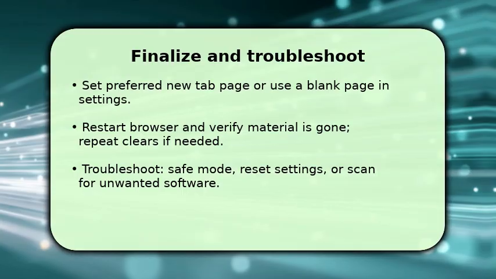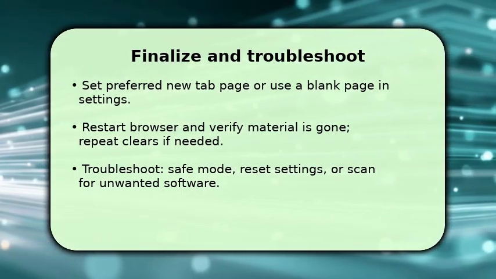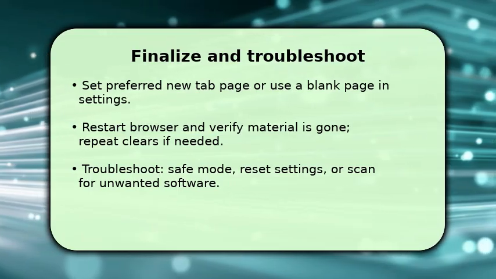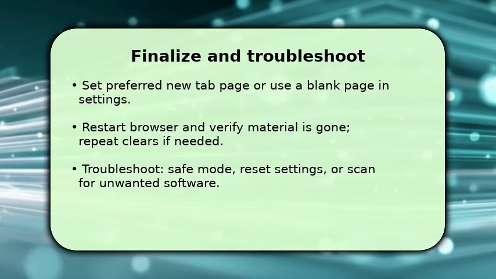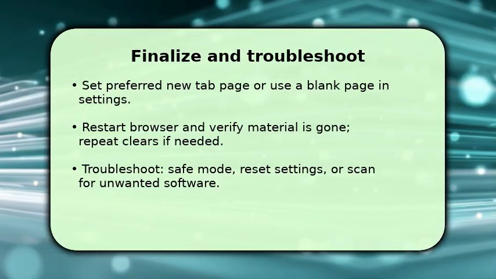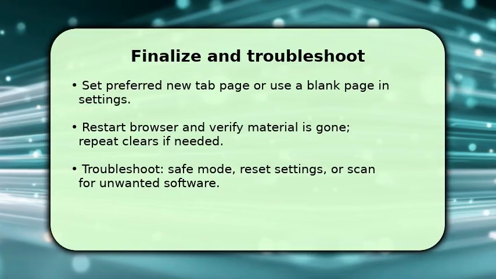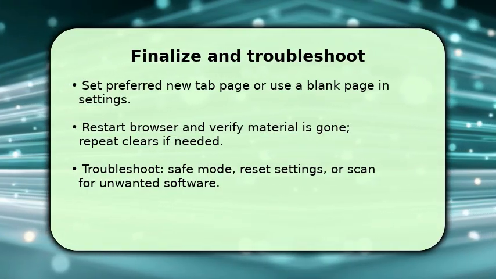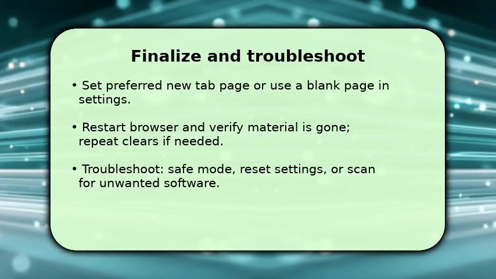Once done, restart the browser and verify the content is gone. If anything persists, repeat the specific clears for history and caches. If problems continue, boot the browser in safe mode, reset settings to default, or run an unwanted software scan. These steps remove deeply rooted injections. One key troubleshooting tip: disable extensions first, because they often recreate content even after clearing data.